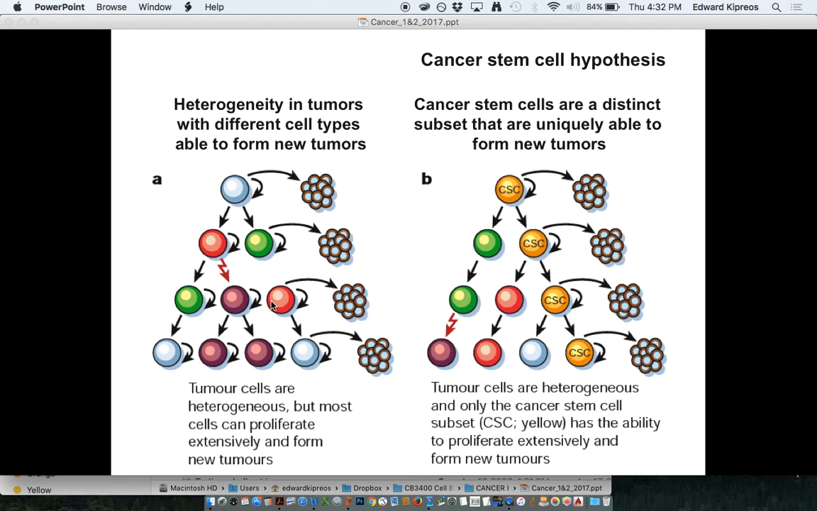Okay? So these cells can put out cells that can then divide a few times, and that expands the cancer. But the only ones that are able to continuously divide are the cancer stem cells. So it's like an adult stem cell pattern, but it doesn't have to have come from an adult stem cell. It can just be that this is a cancer stem cell for this cancer.